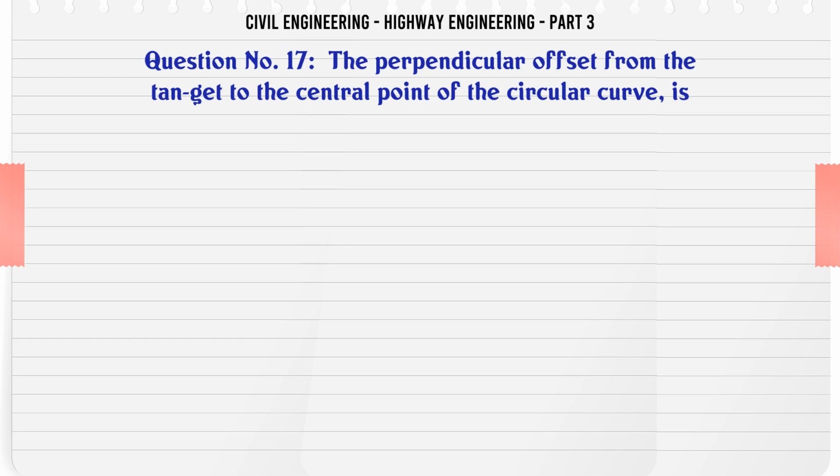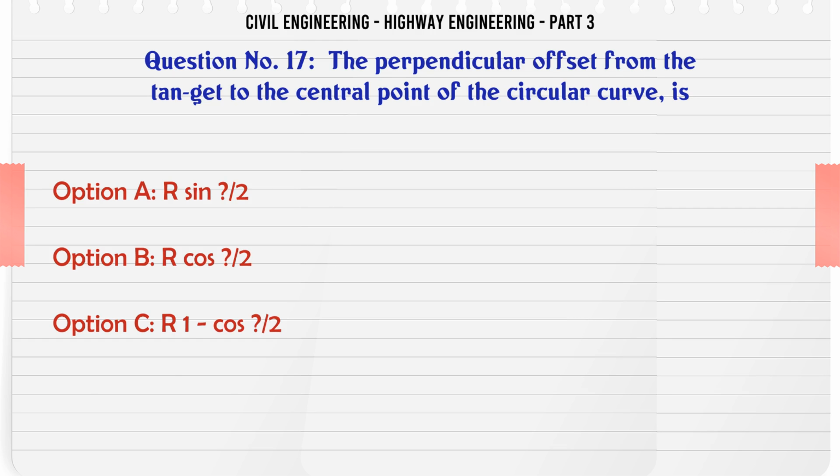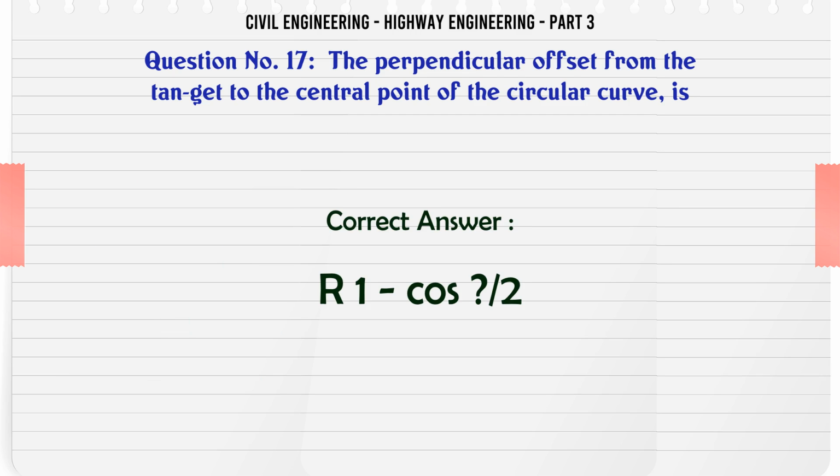The perpendicular offset from the tangent to the central point of the circular curve is A. R sin(Δ/2), B. R cos(Δ/2), C. R(1 - cos(Δ/2)), D. R(1 - sin(Δ/2)). The correct answer is R(1 - cos(Δ/2)).